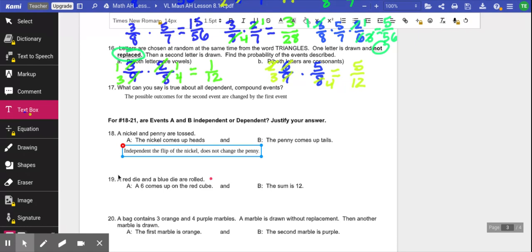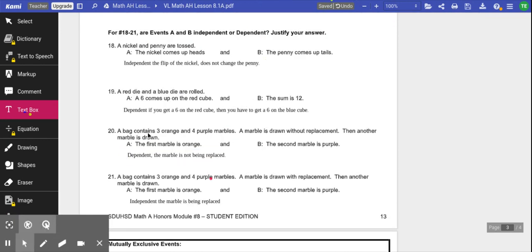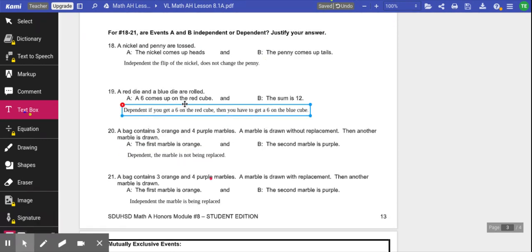Okay, so I want you to try number 19 and 20 and 21, and then come back and check your answers. Okay, so for 19, I got dependent. If you get a 6 on the red cube, then it limits what you can get on the other cube. You have to get a 6 on the blue cube. 20, dependent because the marble's not being replaced, so it changes what was in the bag. 21, independent because the marble is being replaced.